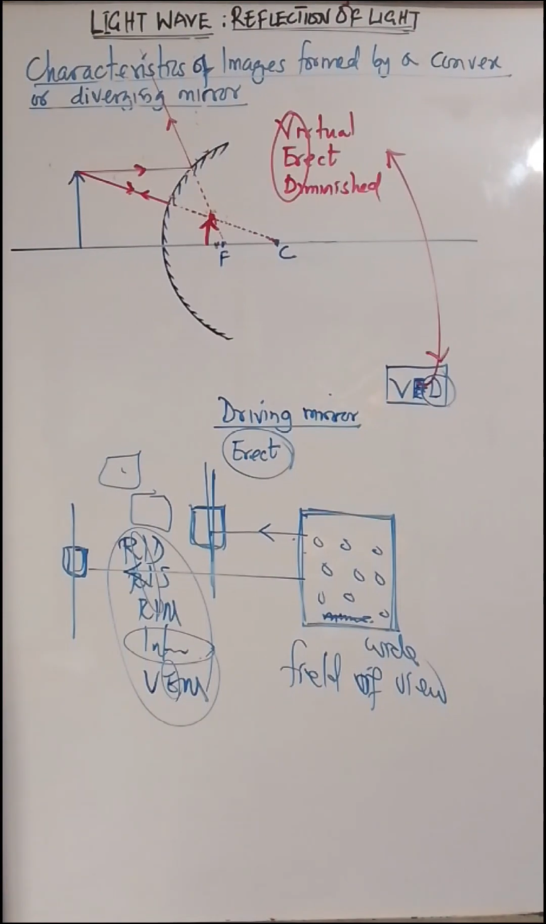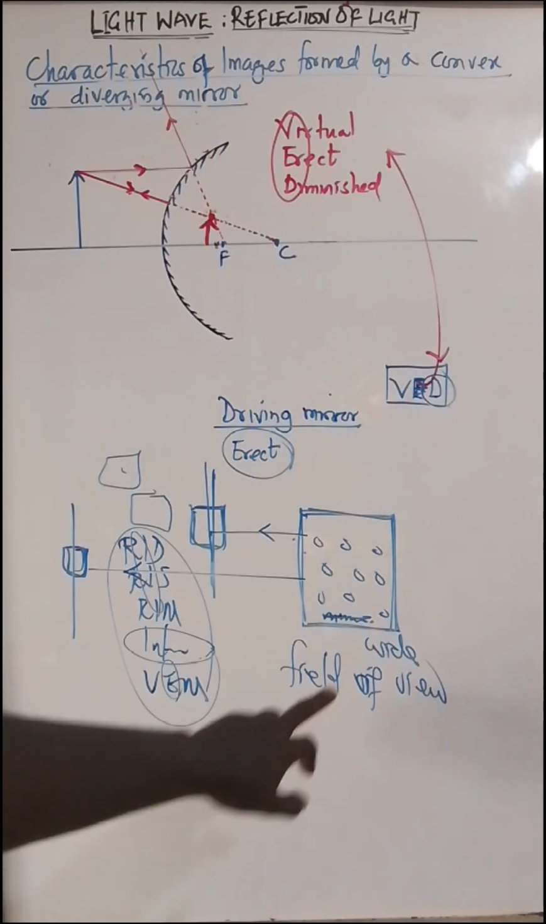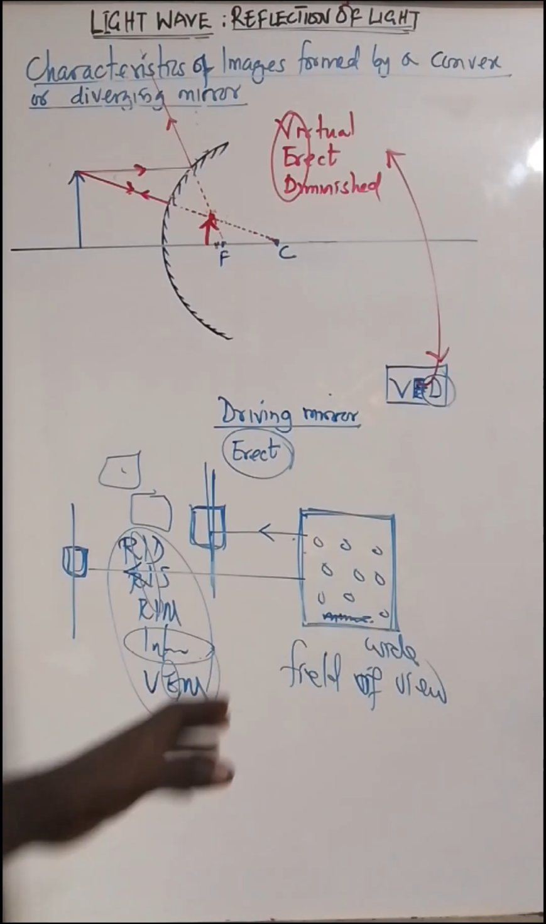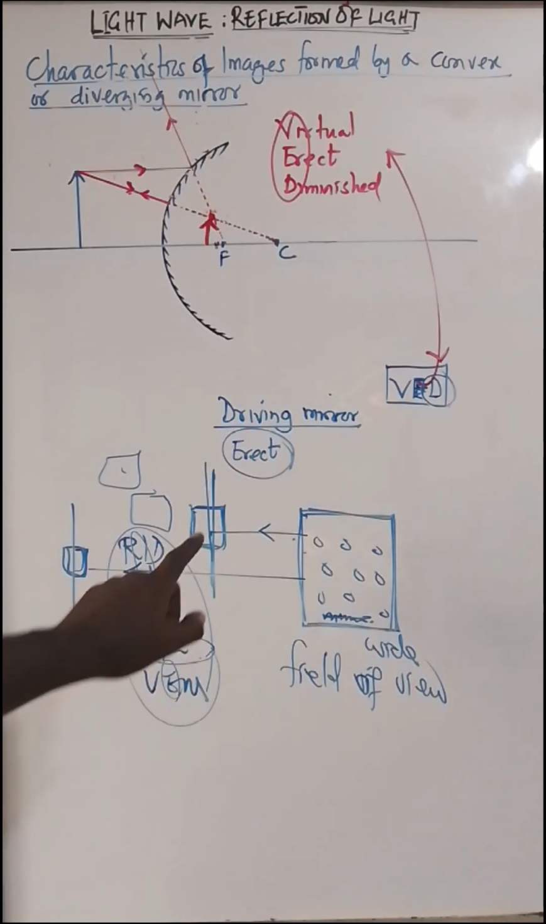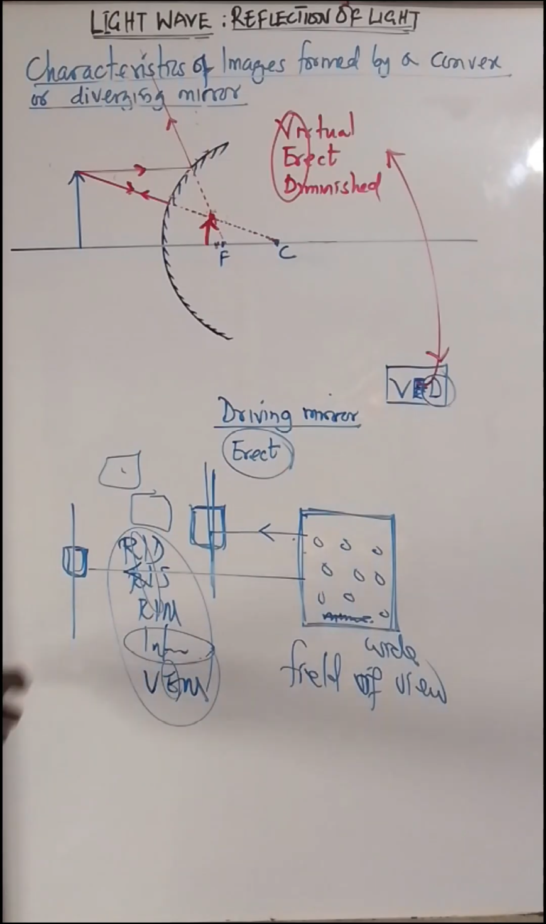Then for car headlamps, searchlights, spotlights, and the likes, we use a parabolic mirror because it gives us a parallel beam of constant intensity. Then lastly, convex mirrors are used as driving mirrors because they have a wide field of view and they always give us an erect image. Just that objects are closer than they appear in the image on the mirror.